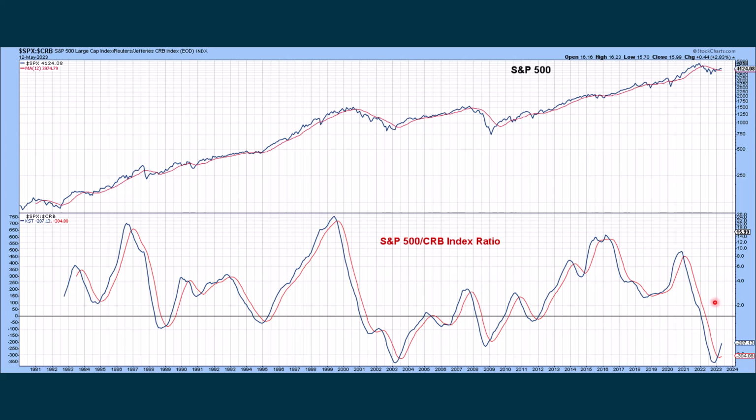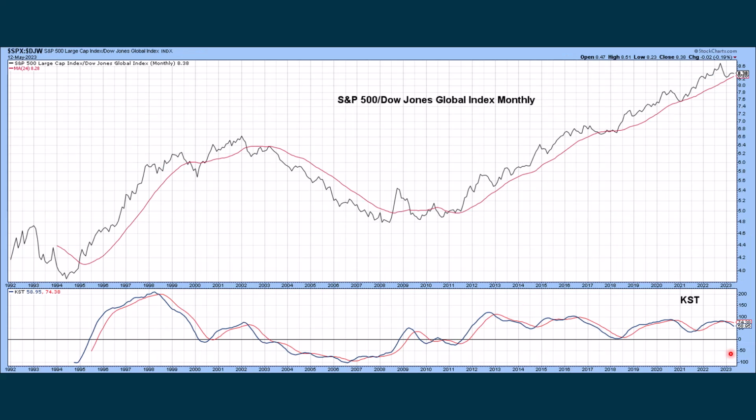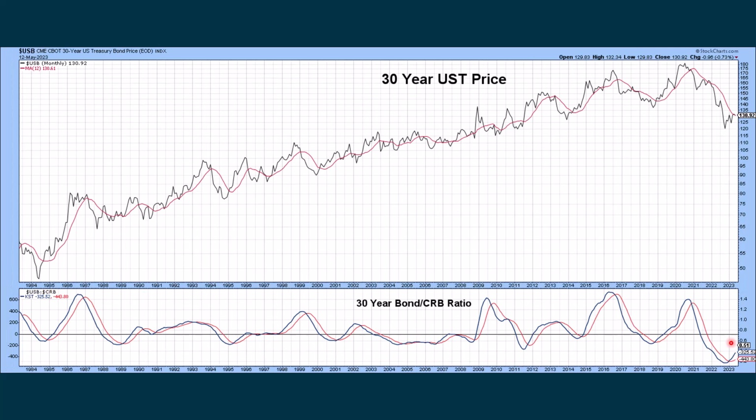Comparing the S&P 500 to the CRB index, the S&P 500 is outperforming the CRB. Looking at the S&P 500 and then a global index on a monthly chart, we're still above this moving average, but the KST continues to be negative. Looking at the price of the 30-year bond, where it had been under a lot of pressure, it came right back up to its 12-period moving average, but bond prices are outperforming the CRB.